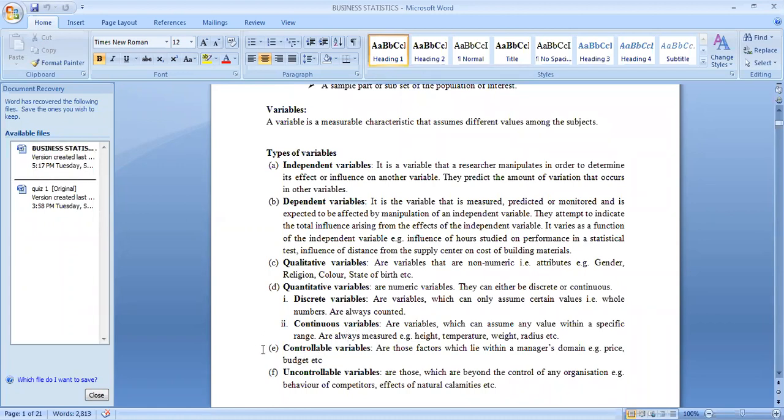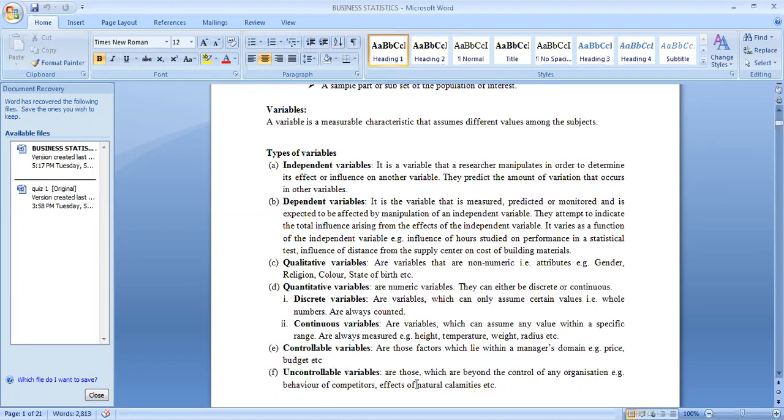Then we have those variables we call controllable, and those we call uncontrollable. The controllable are those that you are able to manipulate as an organization. You can change them. You can adjust them. For example, the price of commodities, you can adjust the budget and things like that. So anything that is within your ability to change falls under the controllable.